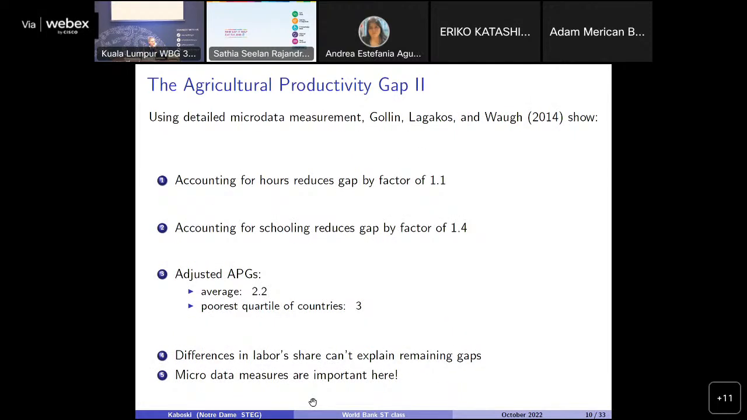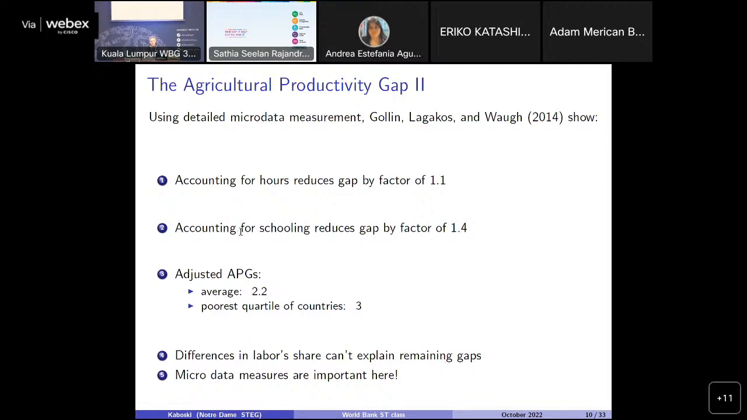So there's a wonderful paper by collaborators at STEG, Doug Gollin, David Lagakos, and Mike Waugh in the QJE, where they use detailed microdata measurement to look at these possible explanations. What they find is that accounting for hours differences reduces the gap by a factor of 1.1. It turns out that in non-agriculture, people work more hours than in agriculture. So the gap in terms of value added per worker is larger than value added per hour worked. And that is a factor of 1.1.